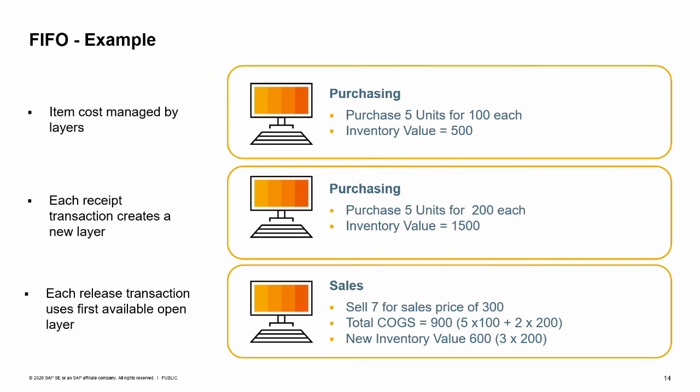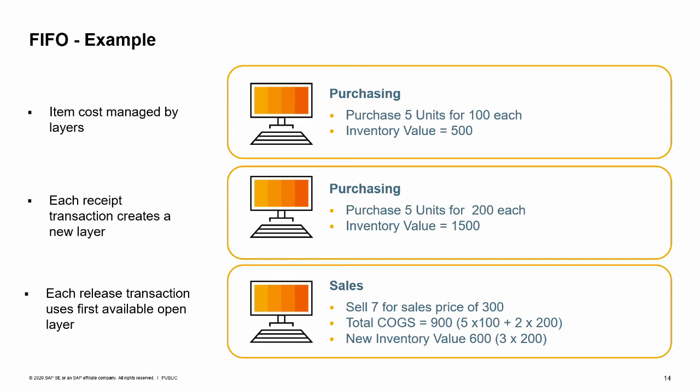Each inventory receipt transaction creates a layer of quantities linked to costs. Each inventory release transaction uses quantities and their corresponding costs from the first open layer. So in our example, again we purchase 5 units at 100. The goods receipt PO creates a FIFO layer with 5 units costing 100 each. The total inventory value is 500.